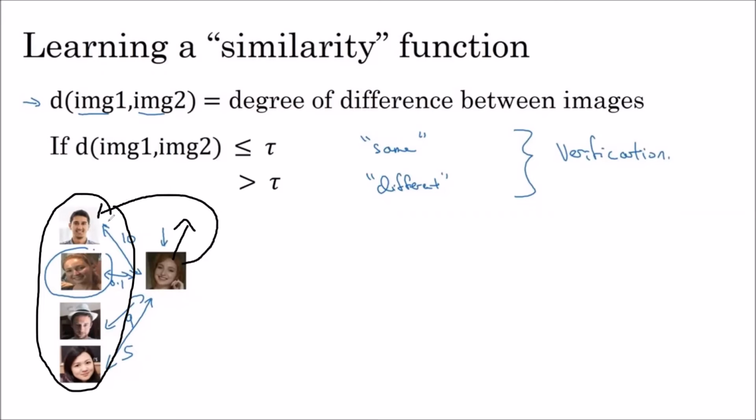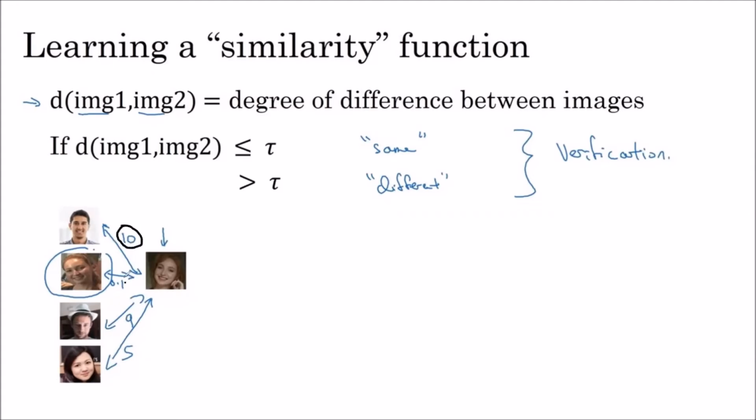Then we are checking with the first person, the degree of similarity is 10. Second person, the degree of similarity is 0.1. Third person, the degree of similarity is 9. Fourth person, the degree of similarity is 5. This is indicating that this image belongs to this particular person because the degree of similarity is very less.